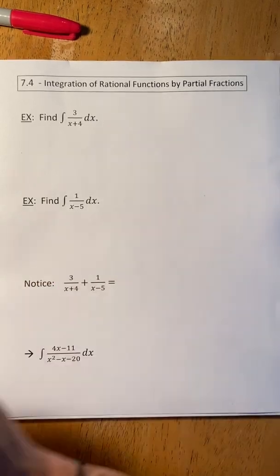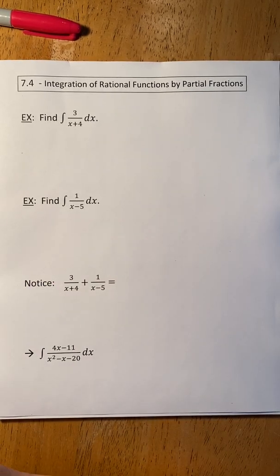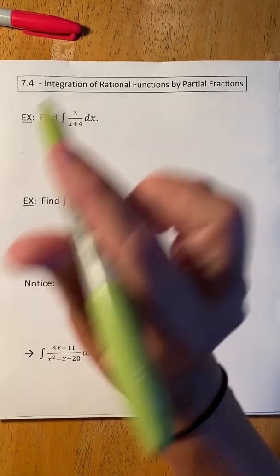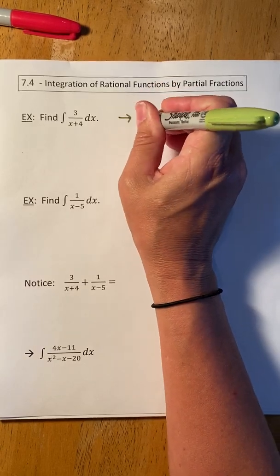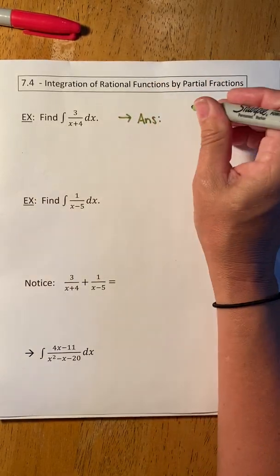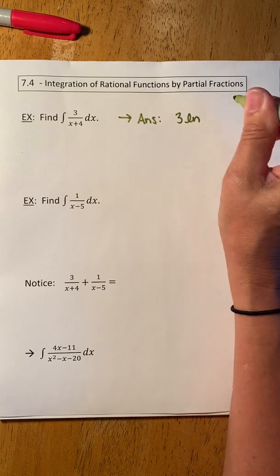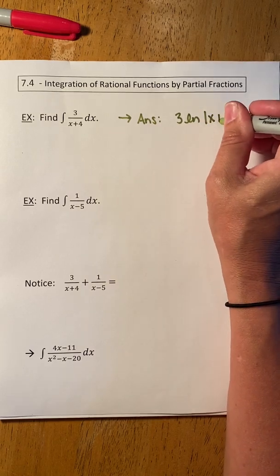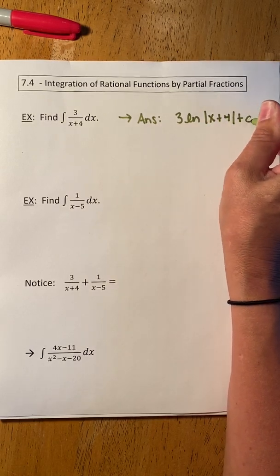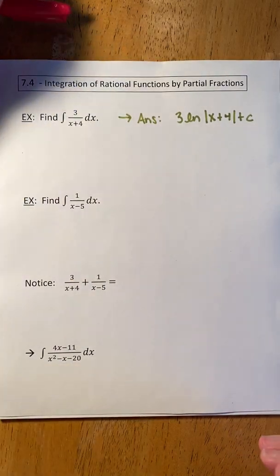Let's start very basic. Let's find the integral of 3 over x plus 4 dx. Well, the answer is, maybe you can just see this directly, 3 times the natural log of the absolute value of x plus 4 plus c. Right, well, how did I get that?